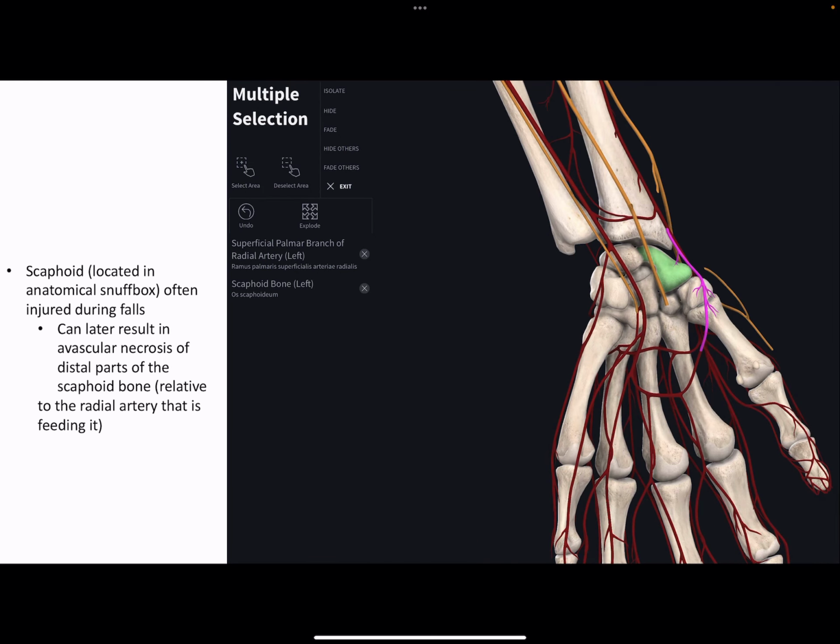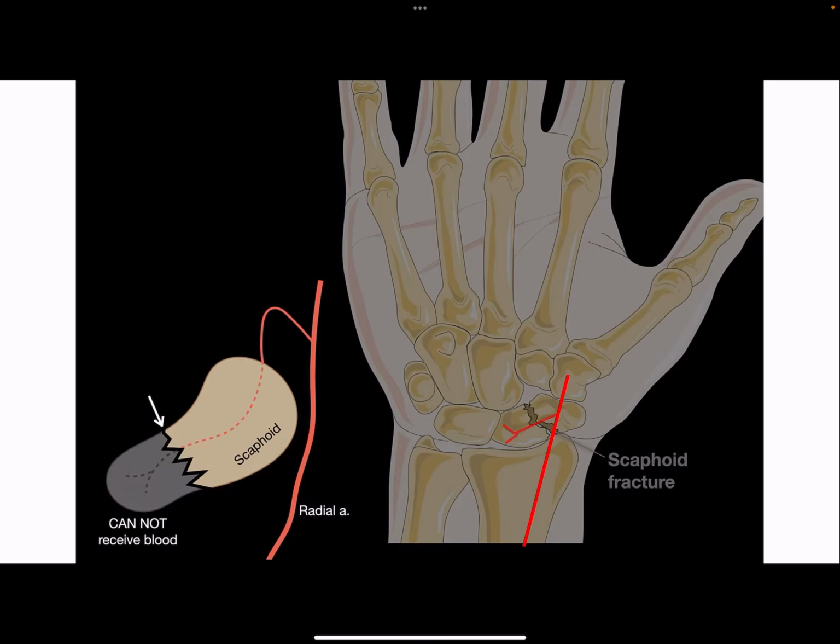And the scaphoid bone, remember that this is the one that 55% of carpal fractures involve. It's located in the anatomical snuff box. If you break this, you can have avascular necrosis of distal parts of the scaphoid bone, which you can picture a little bit better here, right? If we have blood going here and then there's a fracture, it's difficult to get blood supply through that fracture to these distal, farther away parts of the bone. You can see it here as well.